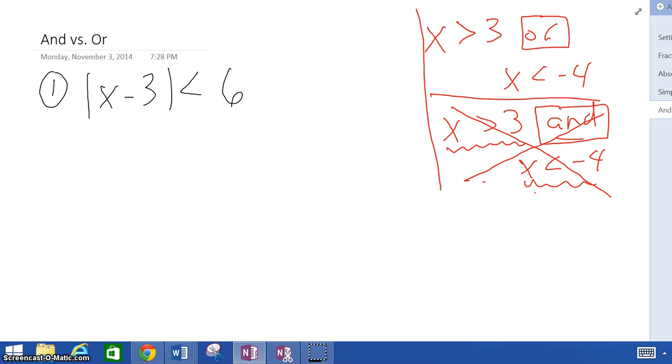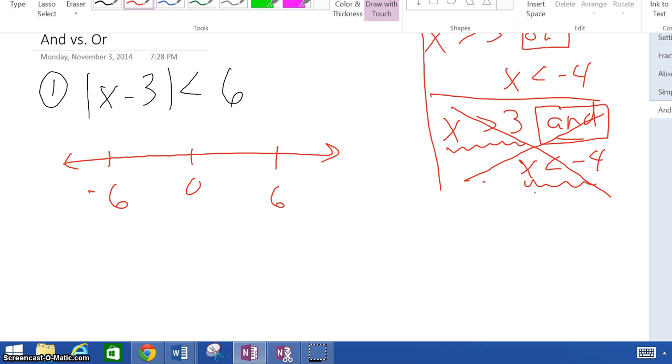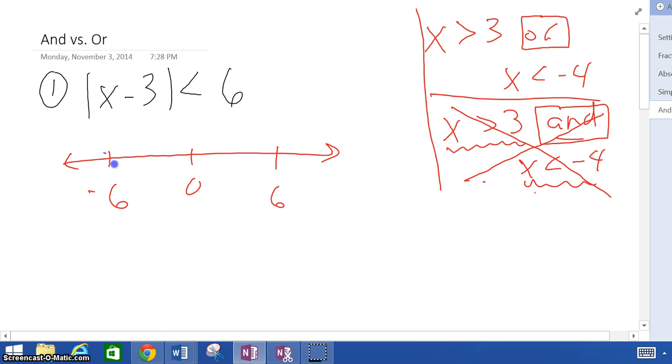So let's go back to what we have at hand. X minus 3, the absolute value of that, is less than 6. So that means I am looking for all numbers that are less than 6 units away from 0. So I have a 6 here, and I have a negative 6 here. Now remember, these two areas are solutions for x minus 3. This is where the x minus 3 is.